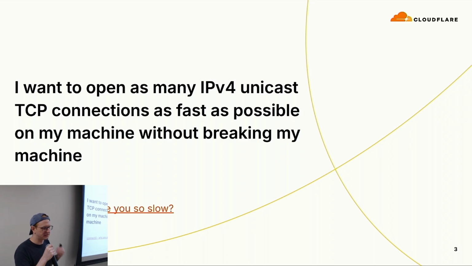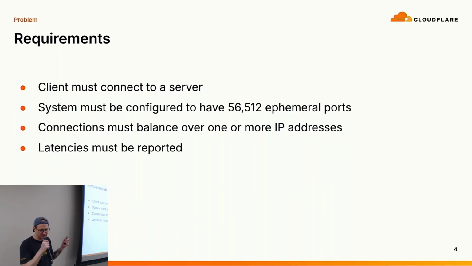So I wanted to open up as many IPv4 unicast TCP connections as fast as possible on my machine without breaking my machine. That is a mouthful. So let's break down what the requirements actually are. I need a client that can connect to a server. The system must be configured to open up 56,000 ports, which is quite a lot. I needed the connections to be load balanced over several IP addresses for my testing. And finally, I needed some pretty way to report the latencies involved.